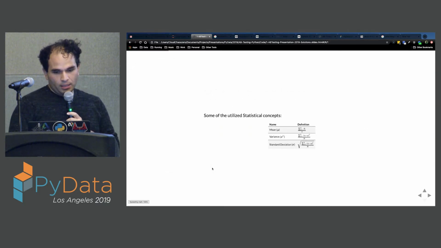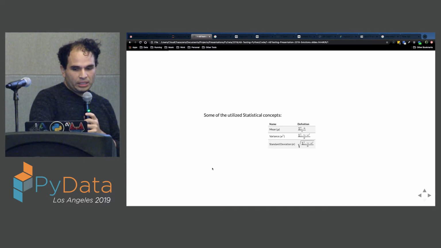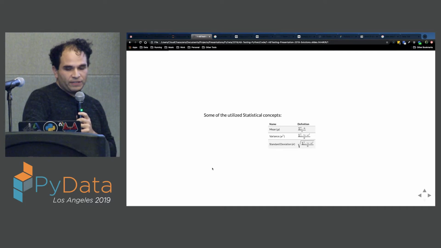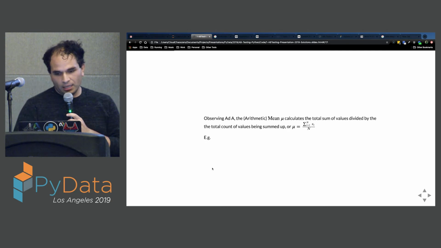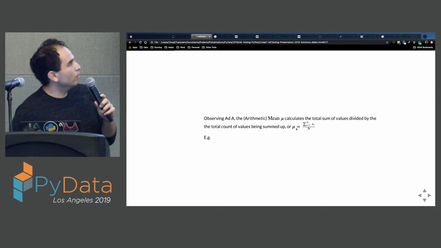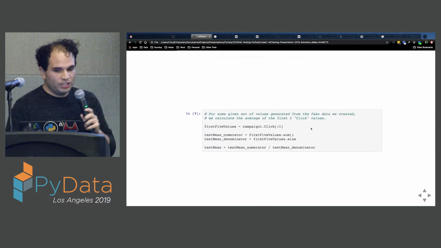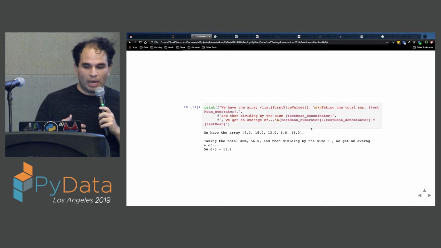Okay. And a quick stats overview that I previously mentioned. We're going to quickly talk about the concepts or definitions of mean, variance, and standard deviation to utilize within our A/B testing process. So the mean is the calculated total sum of values divided by the total count of these values being all summed up, or in this formula right here, this mean would equal this definition, and going down into an implementation of how the mean would be calculated.